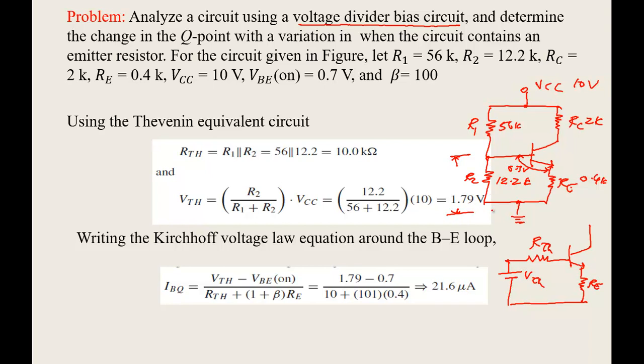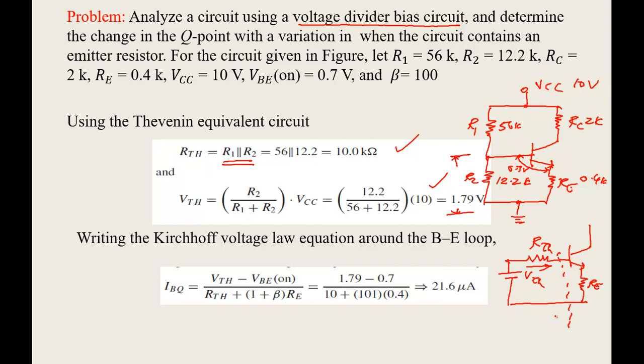In order to do that, you can use the voltage divider rule. The voltage divider rule states that VTH happens to be the voltage across the resistor R2. So that means R2 by R1 plus R2 times the input voltage VCC. And in order to find the RTH, what do you do? You ground the VCC. If you ground the VCC, R1 and R2 will become parallel. So straight away you can find out RTH, and straight away you can find out VTH. Substitute that.